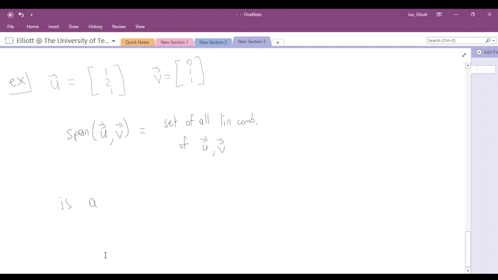Sure, in this case, it's going to be a plane. We can reason this because we see that u and v are not multiples of each other. That means they would not lie along the same line, so they would be sticking out a little bit from each other, and their span would form a plane.